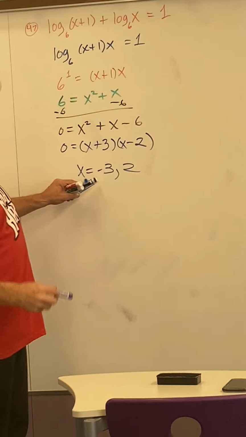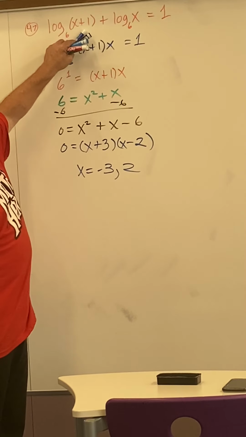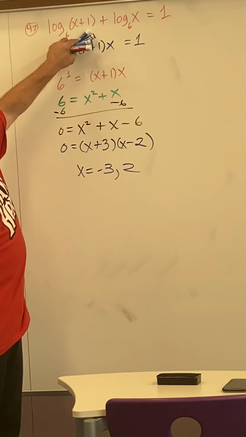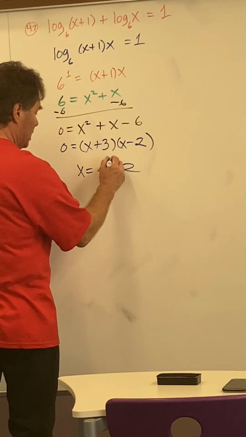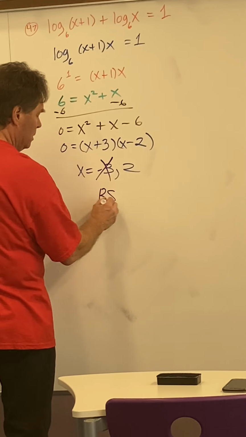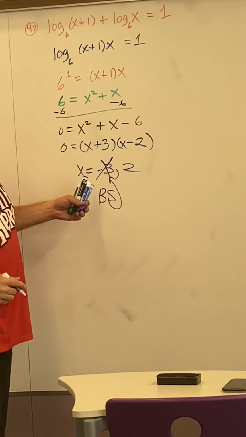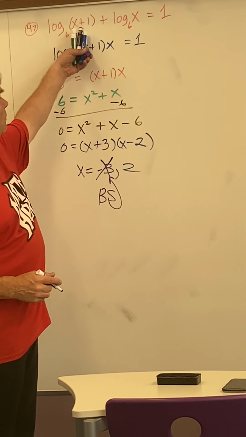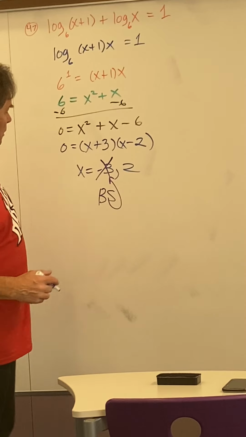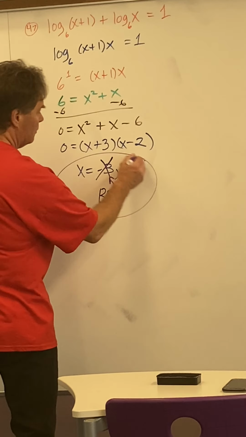Let's see, does -3 work? -3 plus 1 gives me -2. That makes this argument negative, so it is bogus. Okay, it's an extraneous solution. Okay, number 2: 2 plus 1 is 3, so yeah, it's good. 2 is a good solution, so there you go.